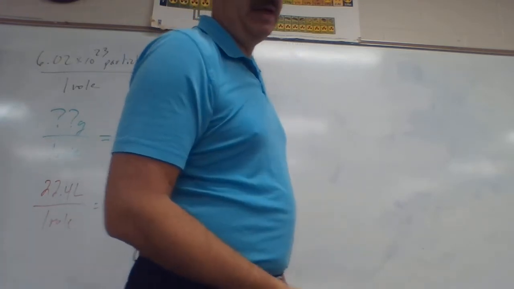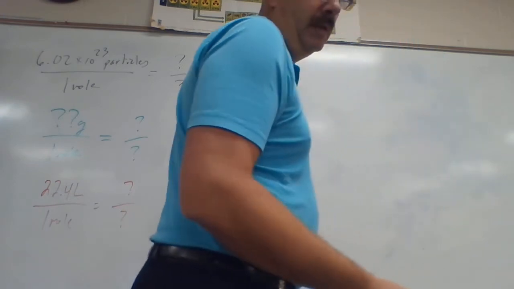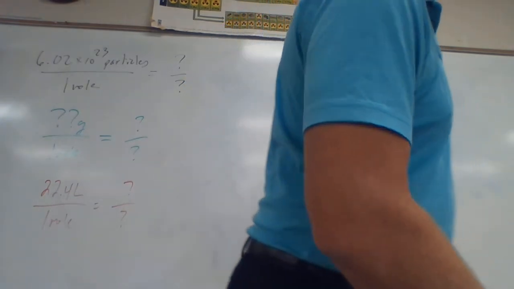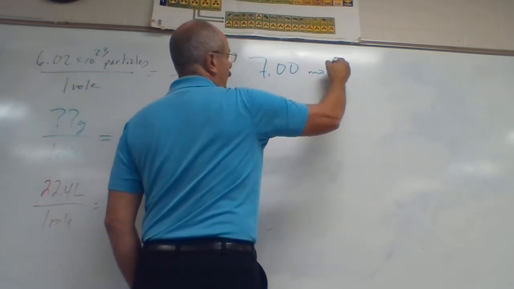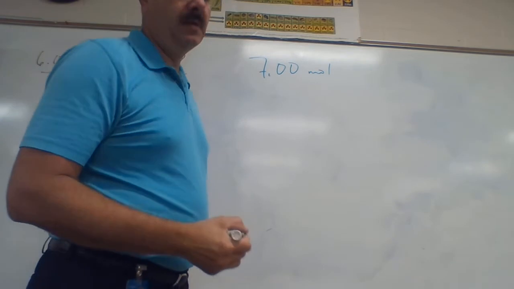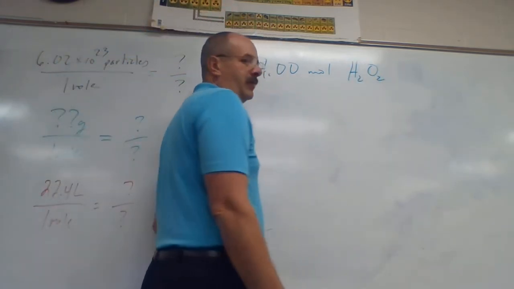All right, next one you have 7, right? Let's see. Yep, 7. Couldn't read my own handwriting for once. 7.00 moles of hydrogen peroxide, H2O2. All right, figure out its molar mass.